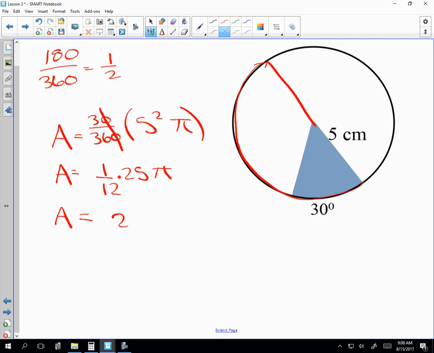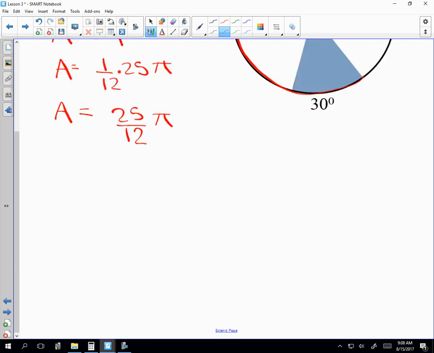So we want to keep our values in the numerator. 1 times 25 is 25. We've got the 12 in the denominator, and then we have the pi. So this would be the exact answer for the area of the sector.